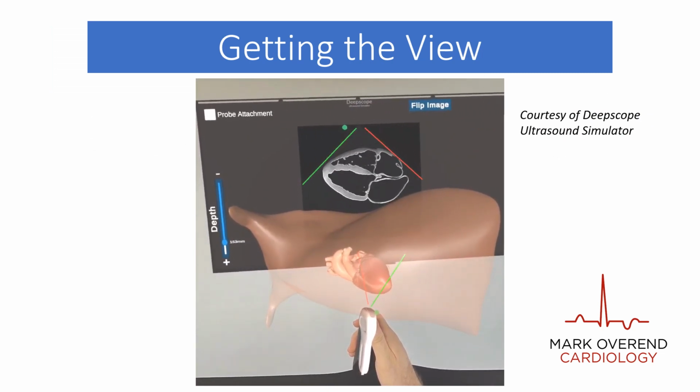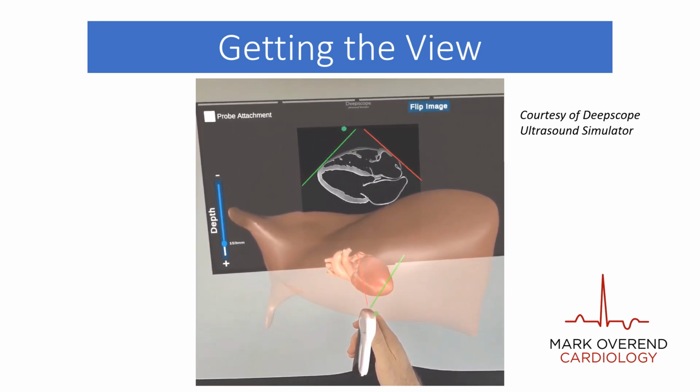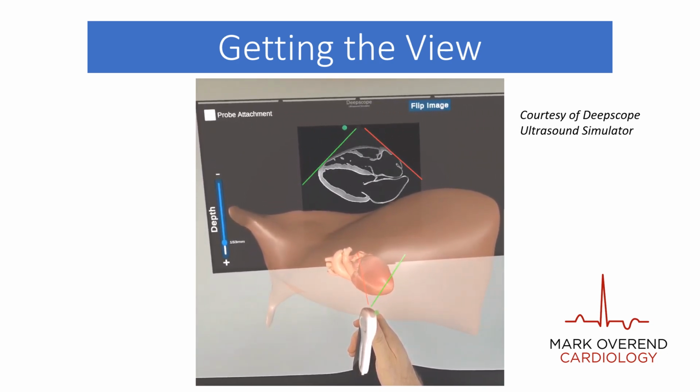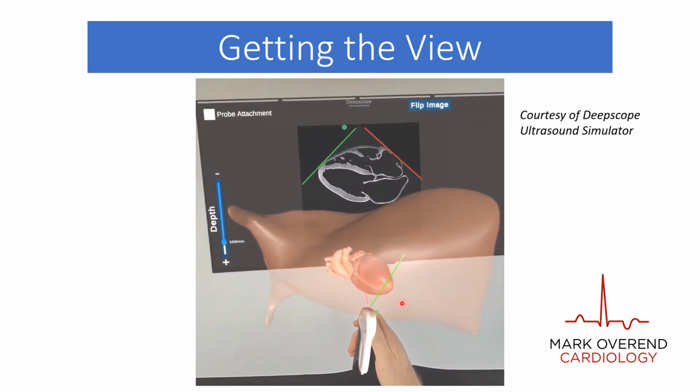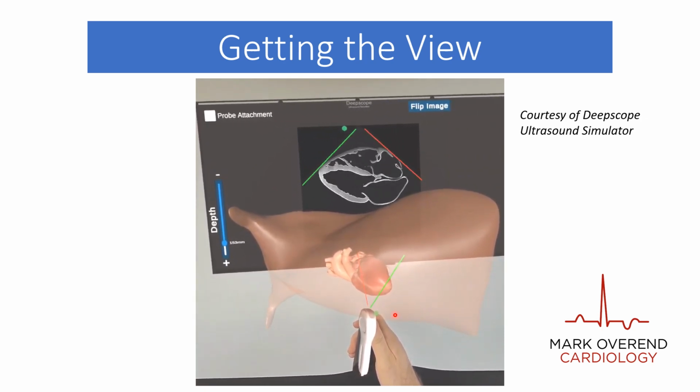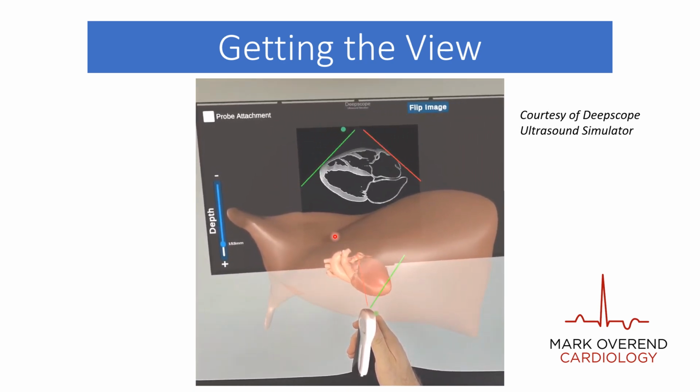And this is the deep scope ultrasound simulator. So we're going to use this to try and demonstrate the probe positioning. This is courtesy of deep scope, and this has been really useful in terms of teaching. So what you can see here is I've got the right parasternal long axis view, and what you're attempting to do is slice the left ventricle and the left atrium in the long axis plane, so that you're optimizing the full length of the left atrium and the left ventricle. So basically you're slicing from the base to the apex of the heart.